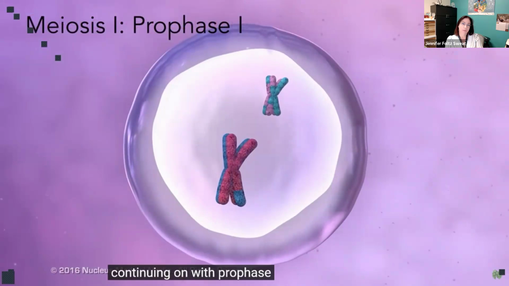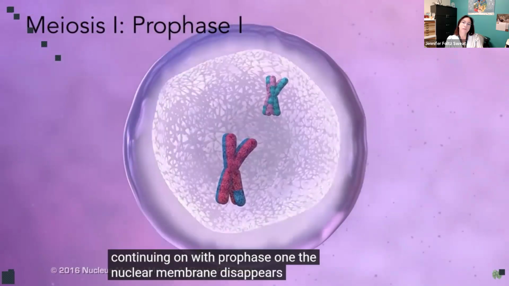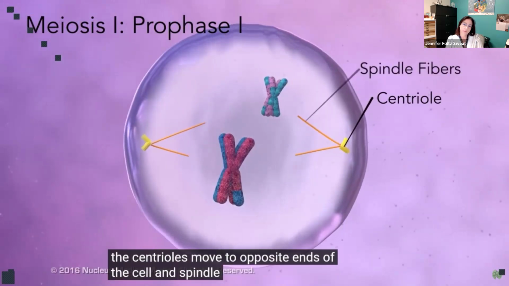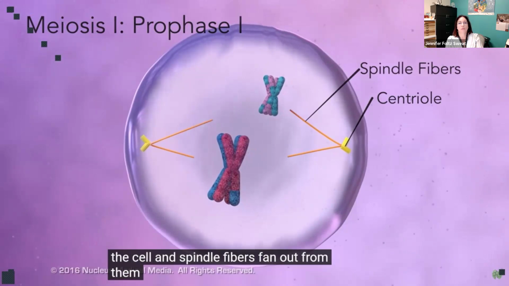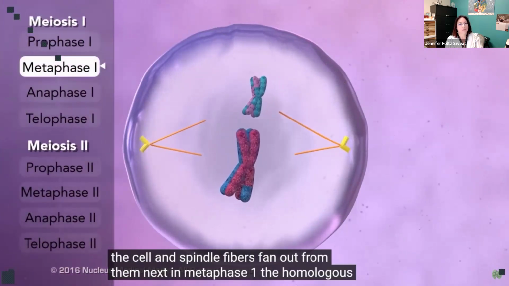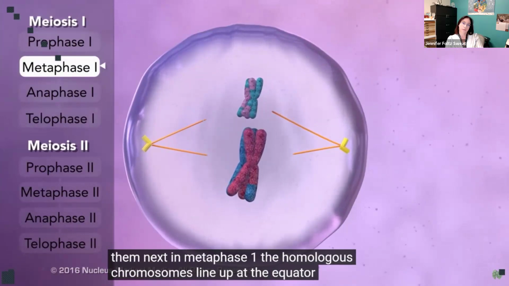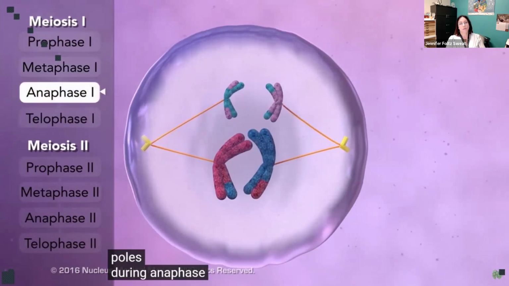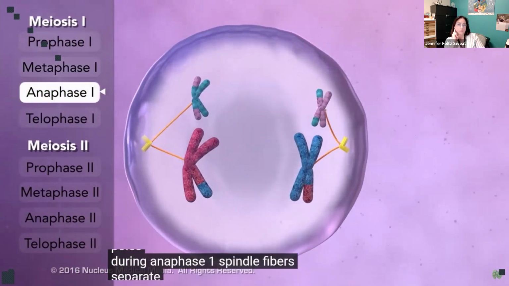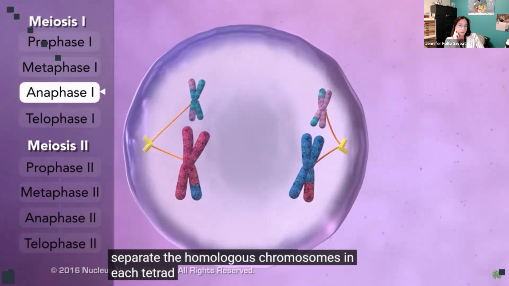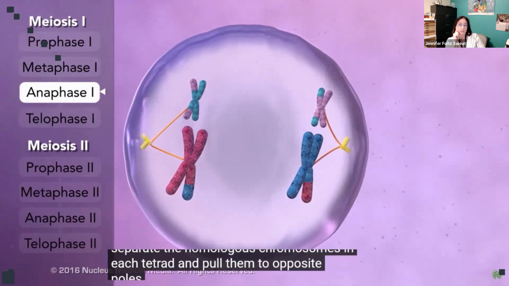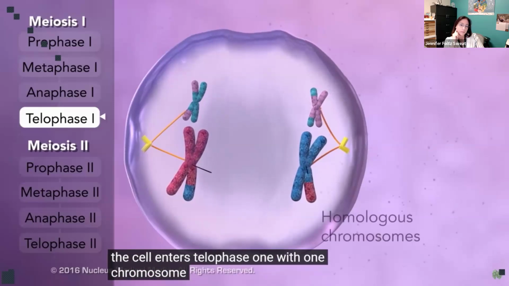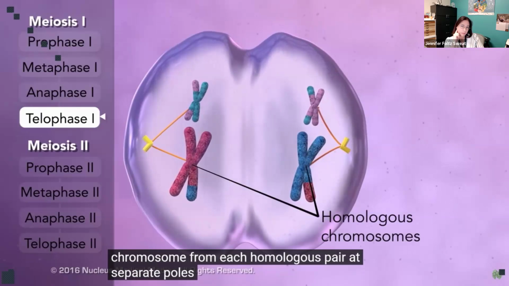Continuing on with prophase I, the nuclear membrane disappears. The centrioles move to opposite ends of the cell, and spindle fibers fan out from them. Next, in metaphase I, the homologous chromosomes line up at the equator and attach to spindle fibers from opposite poles. During anaphase I, spindle fibers separate the homologous chromosomes in each tetrad and pull them to opposite poles of the cell. The cell enters telophase I with one chromosome from each homologous pair at separate poles.